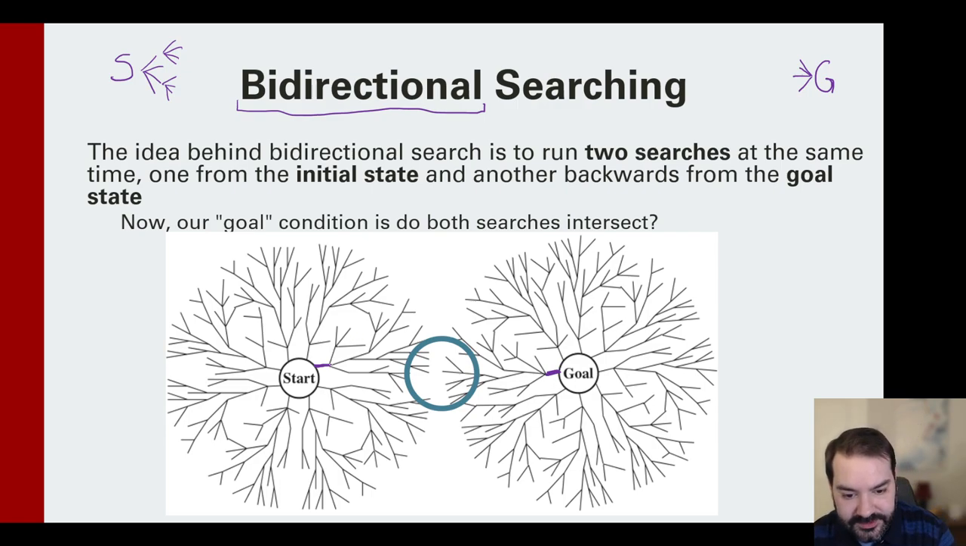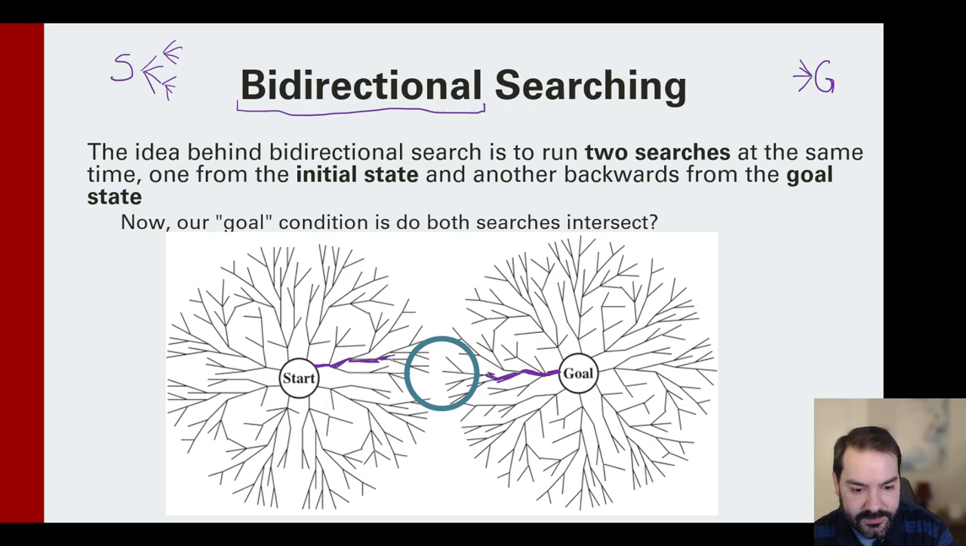Then when I branch out, I make my next steps. I do my next iteration with both of these. So again, start and goal are happening at the same time. I'm going to make my next move, and my next move.